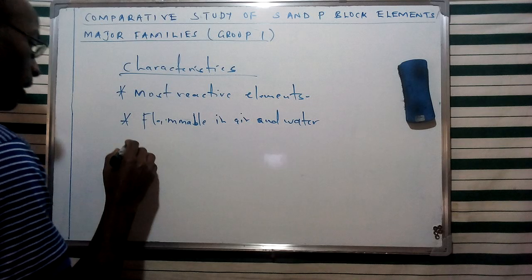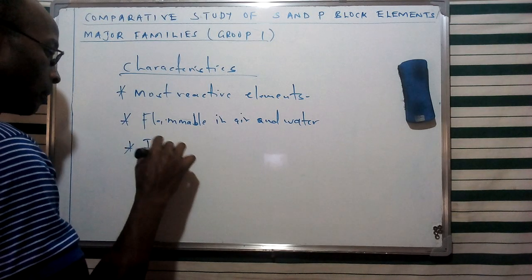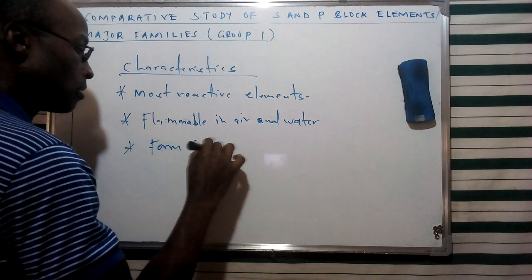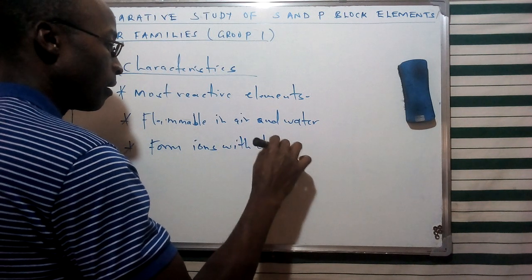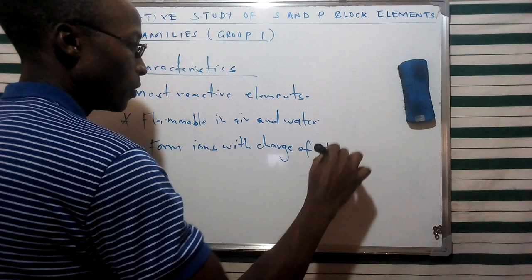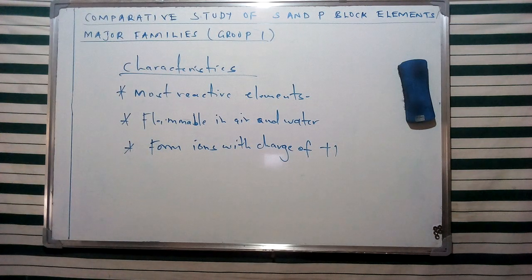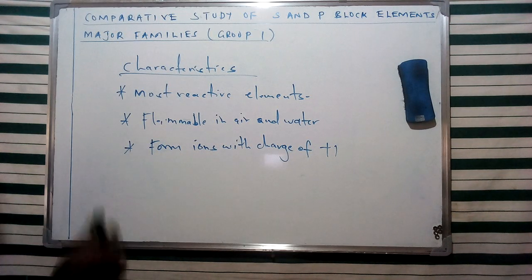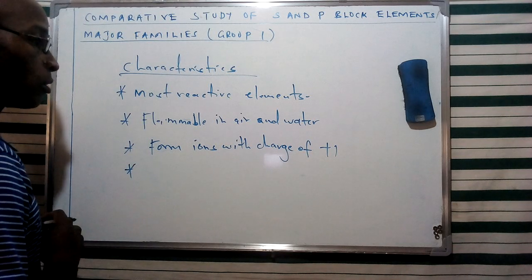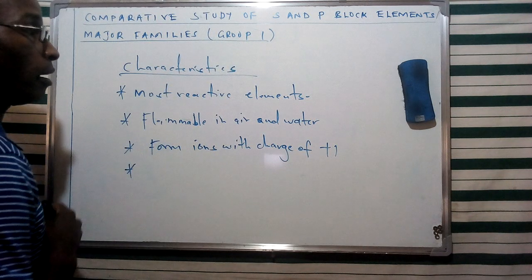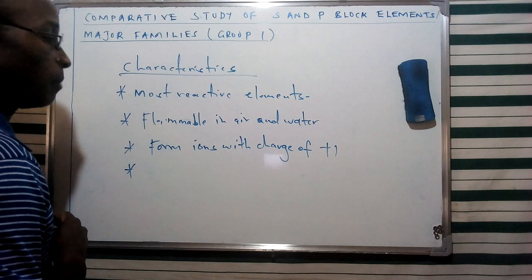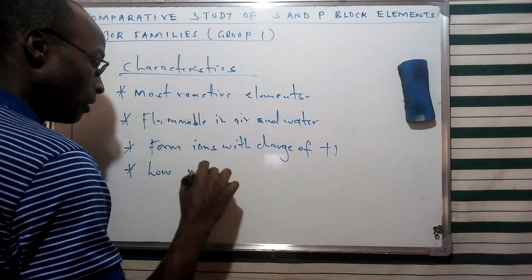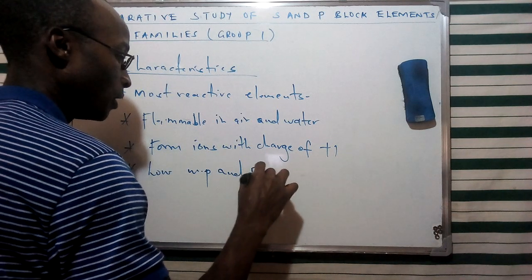And they form ions with a charge of +1. And of course, mention the concept of their melting and boiling points, whereby we're going to see that generally, in comparison with other elements or other groups of different elements in the periodic table, they are going to be having relatively low melting points and boiling points.